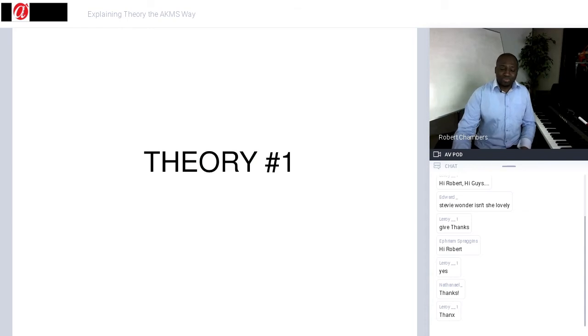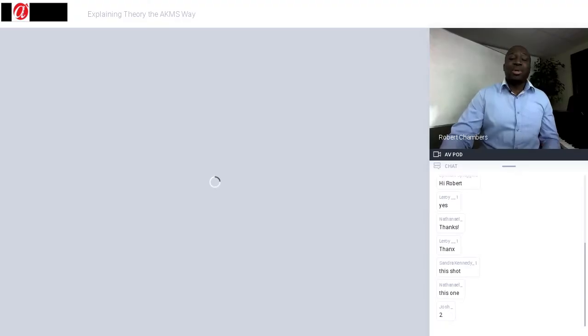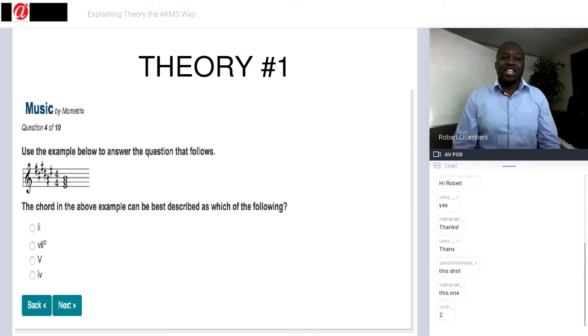Okay, guys. So now I'm putting theory number 1, not because it's the most important or the least important. It's just the first one I'm going to be talking about today. So this was something that was brought to my attention. I was sent a theory question, and the question was, use the example below to answer the question that follows. So they said under it, the chord in the above example can be best described as which of the following, all right?